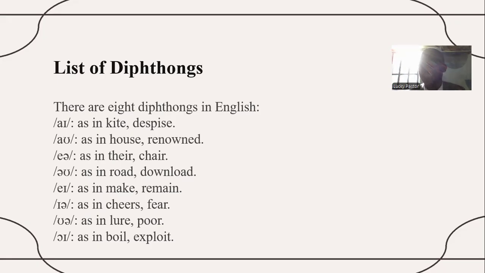Then we have the last diphthong, which is a combination of O and E, oi. You can find this oi sound in words like boy, exploit. These are the 8 diphthongs in English. And of course, you have to practice these diphthongs to be able to understand how you produce them and where else you can find them.